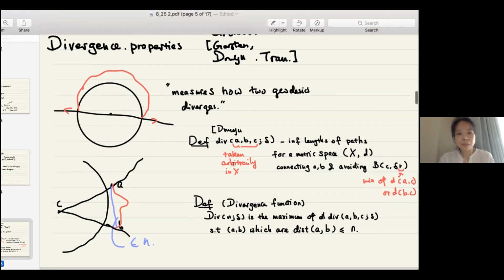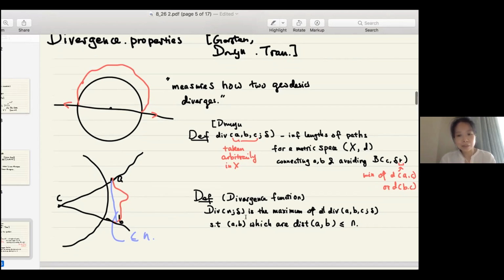So here I'm adopting this formal definition. Basically we look at three points in the metric space, and we're trying to find the shortest path between two points which avoids a ball centered at the other point. And then we take the maximum of all these. We basically want to find a linear path here. In the context of Thompson's groups, we are just going to look at the Cayley graph of Thompson's group with respect to the standard finite generating set.